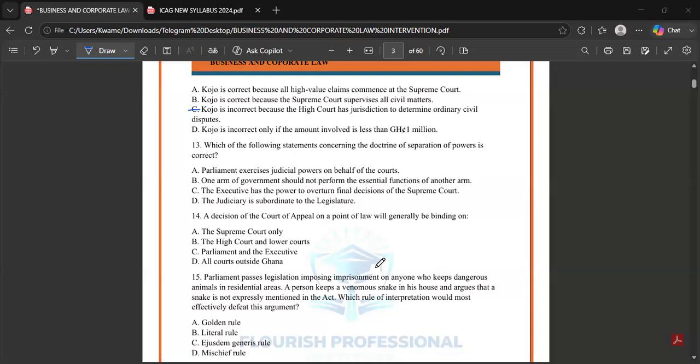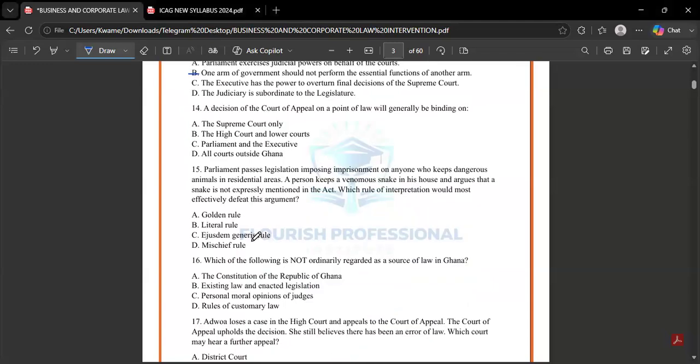14. A decision of the Court of Appeal on a point of law will generally be binding on A. the Supreme Court only, B. the High Court and lower courts, C. Parliament and the Executive, D. all courts outside Ghana. I choose B, the High Court and lower courts.